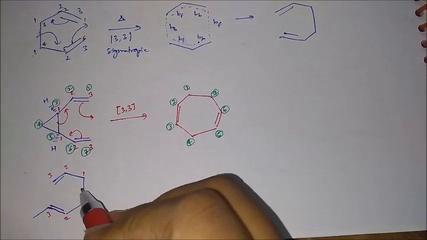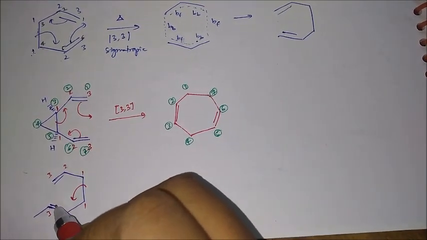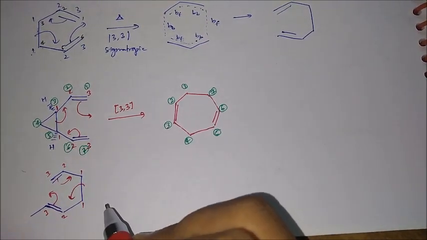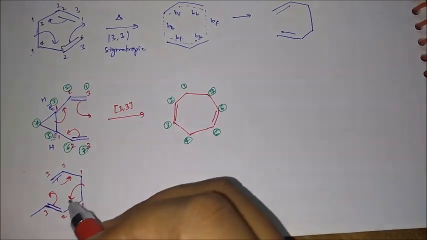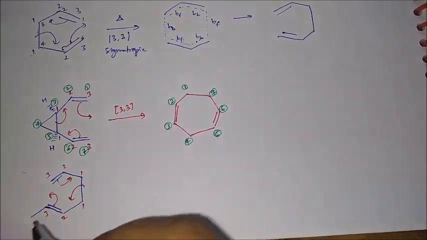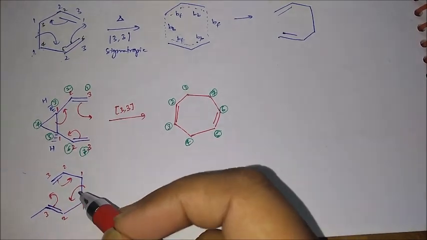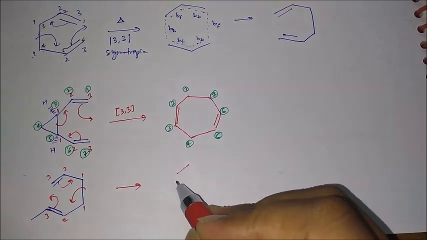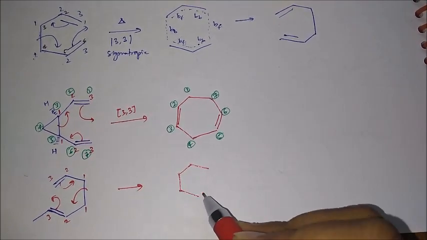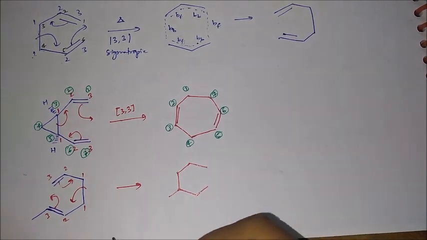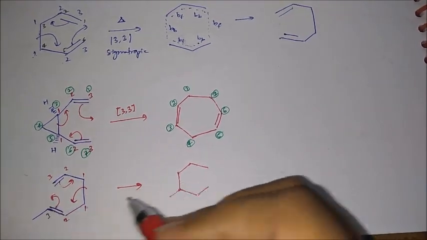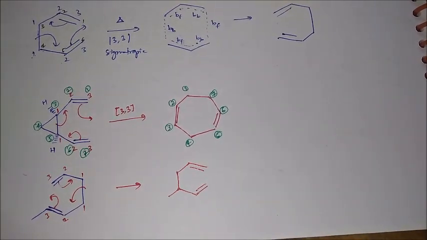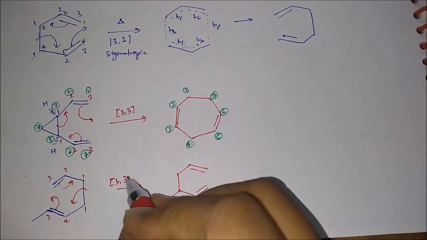Now in this, you will see that this bond will come here. This is a concerted reaction, so the movement of the bond should be in the same direction. You don't have to change the direction. You can take clockwise or anticlockwise, that is up to you, but the movement should be in the same direction. Now what you will get here is, because this bond is now broken, you have a bond like this, and between this 3 and 3 you have one bond, and you will have a double bond here and a double bond here. This will be the product you get, and this is also your 3-3 sigmatropic reaction.